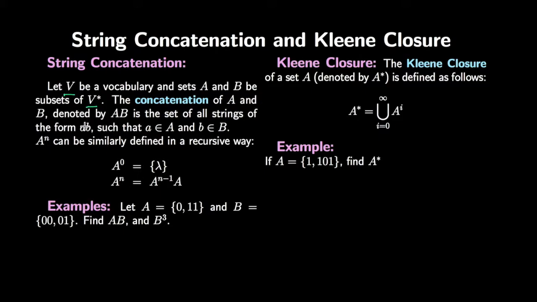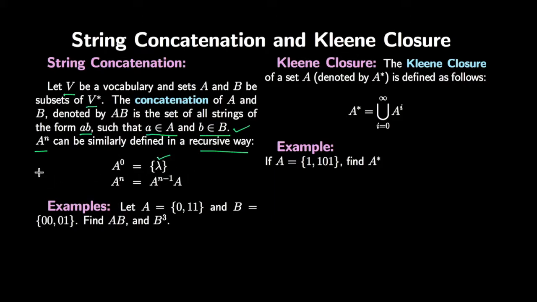Concatenation of A and B, denoted by AB, is the set of all strings of the form ab such that a belongs to A and b belongs to B. Similarly, we can define A to the n in a recursive manner, where A to the 0 is just the empty string. It has only one string, which is the empty string.